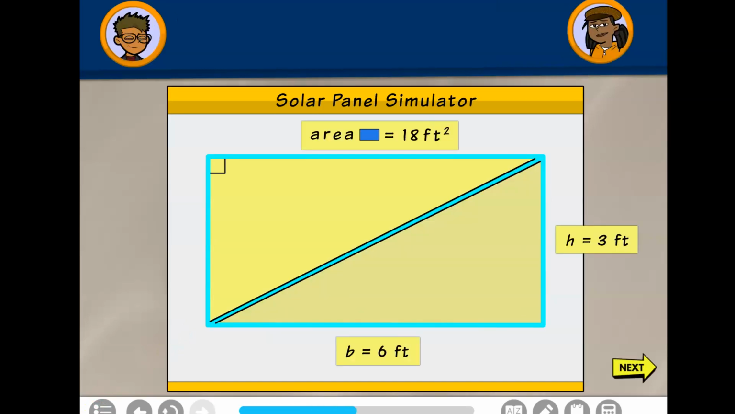And you'll notice in this part of the video, they're trying to show you that a rectangle can be divided up into two congruent right triangles, meaning that the formula for a triangle is just going to be base times height divided by 2, because the area of a triangle is going to be half the area of a rectangle.